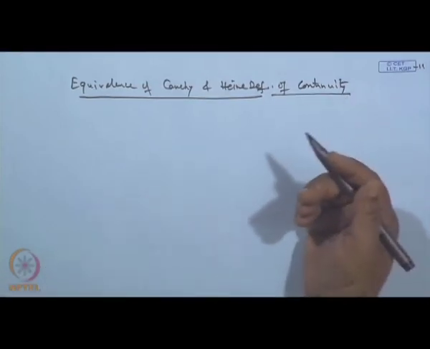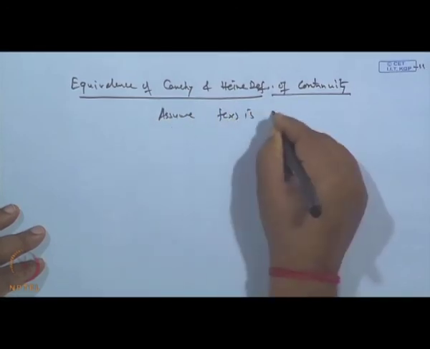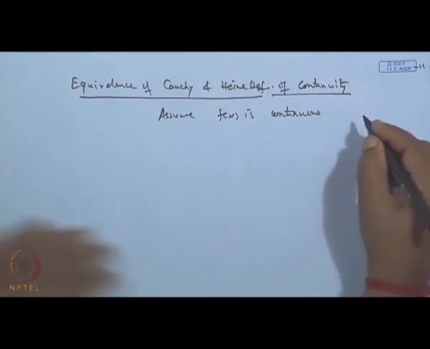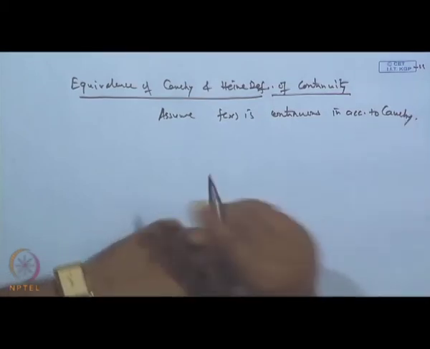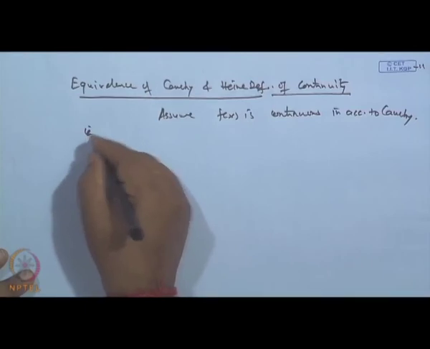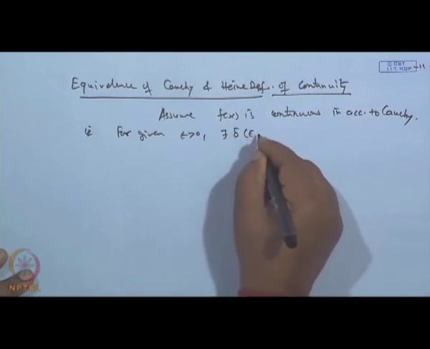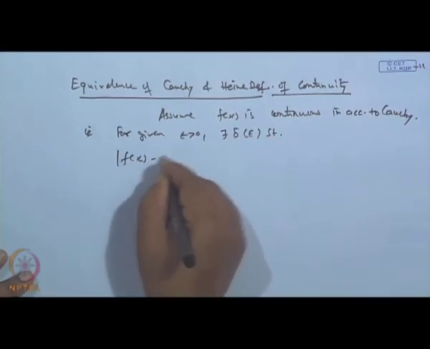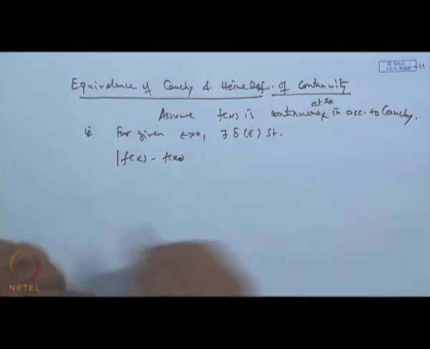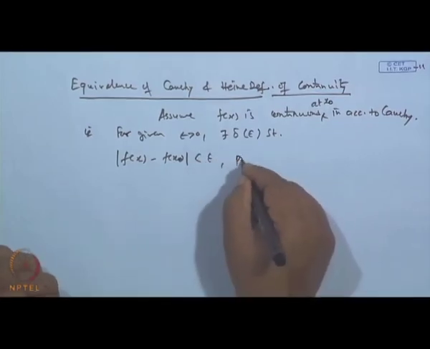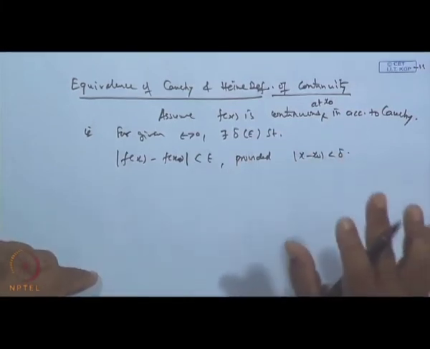So, let us assume f(x) is continuous according to Cauchy's definition. It means that for a given epsilon greater than 0, there exists a delta depending on epsilon such that mod of f(x) minus f(x naught) is less than epsilon, provided mod of x minus x naught is less than delta. Suppose this is true.